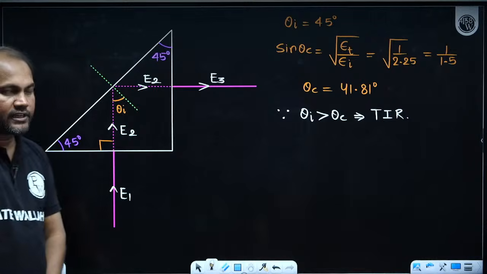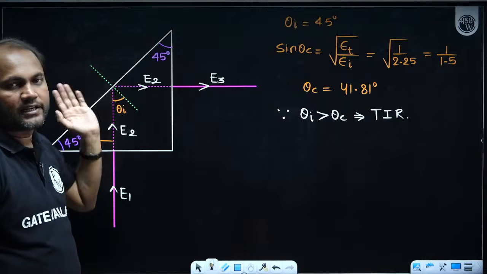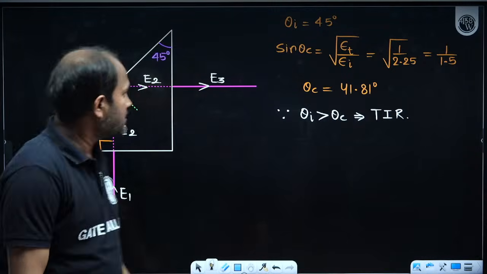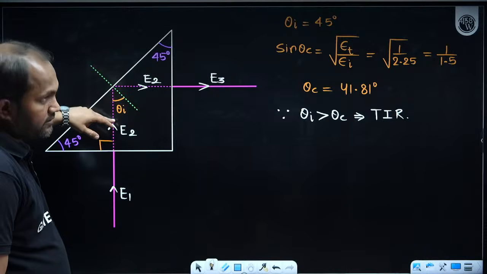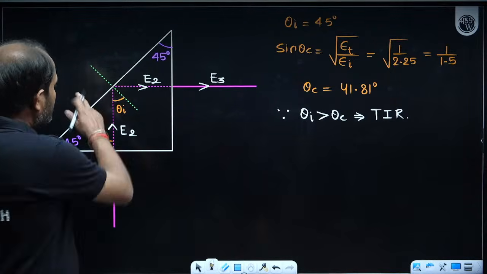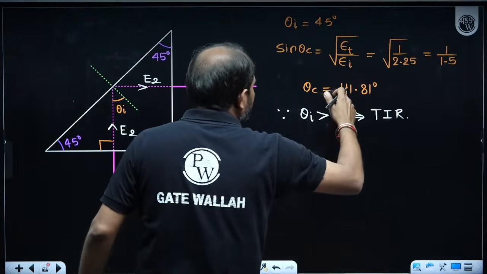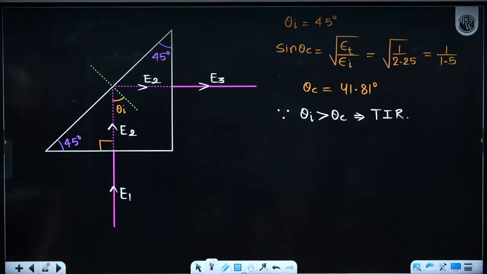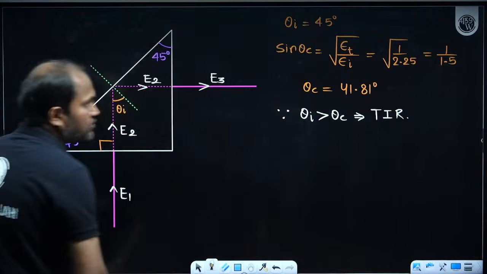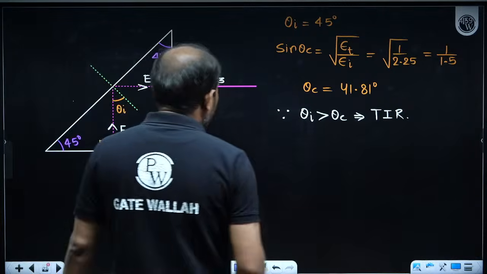Sir, how will total internal reflection happen? Because the incident angle is 45 degrees in the isosceles right angle triangle, and sine theta C is incident upon transmitted. Our incident medium is the prism, and transmitted is air. So transmitted is air, 1, and this one is prism, 2.25. So we have calculated theta C. The incident angle is greater than theta C, so it will be total internal reflection. First point is this one.